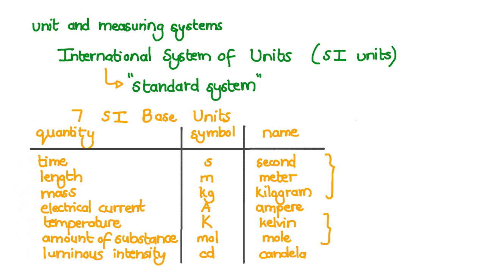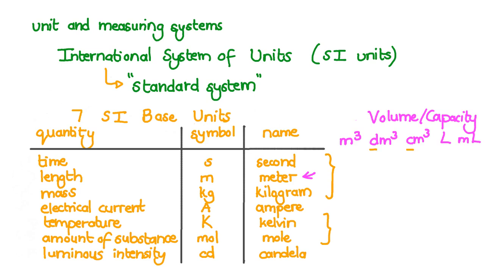Seconds, meters, kilograms, Kelvin and moles are used in chemistry. The units ampere and candela are not often used in chemistry. Chemistry doesn't often need to measure length, but more commonly volume or capacity. These are often measured in meters cubed, decimeters cubed, centimeters cubed, liters or milliliters. We will look at what the prefixes deci and centi mean just now. And we will learn what liters and milliliters refer to and how they are all related a bit later on. The unit kilogram is not commonly used in chemistry. We most often use grams for measuring mass.